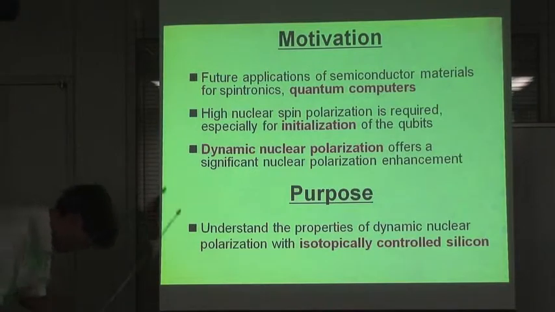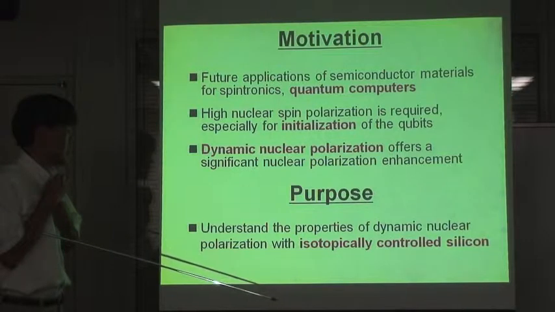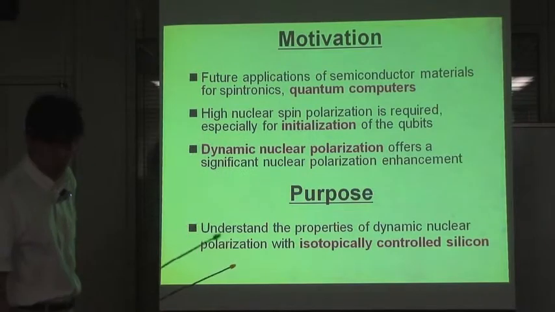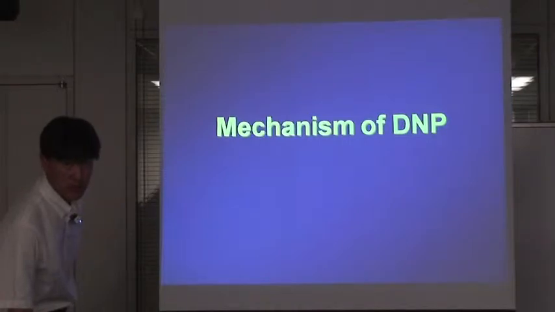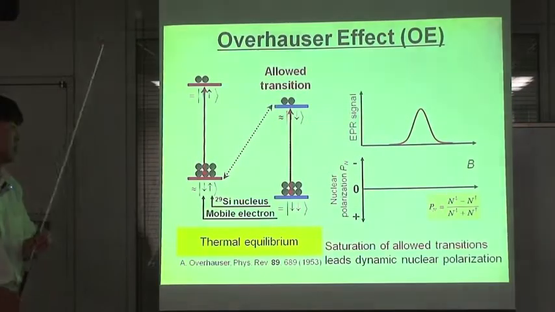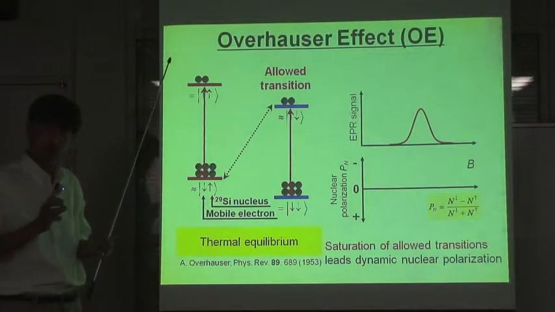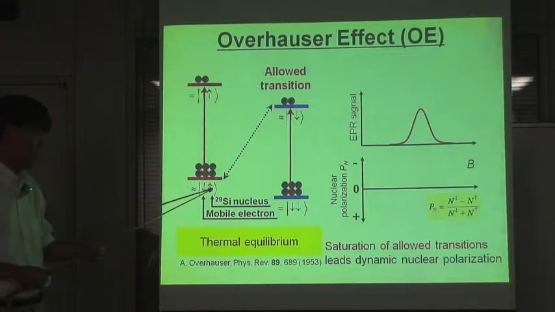I've already described the motivation, and now the purpose is to understand the properties of dynamic nuclear polarization with so-called isotopically controlled silicon. So let me describe the basic mechanism of dynamic nuclear polarization. Here I show a ket. The left arrow shows the spin direction of the electron bound to phosphorus. The right arrow shows the silicon-29 nuclear spin situated around phosphorus, whether it's up or down. So it's an electron spin and a silicon-29 nuclear spin.